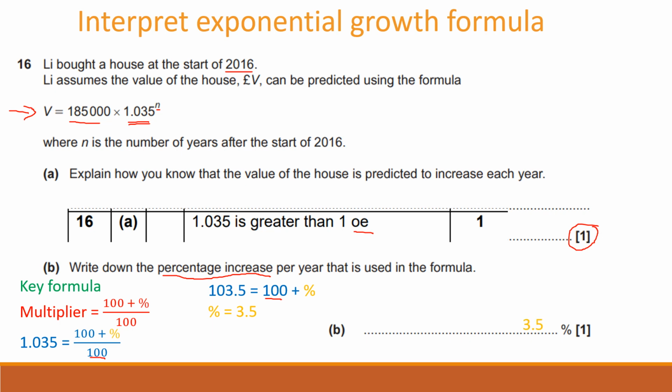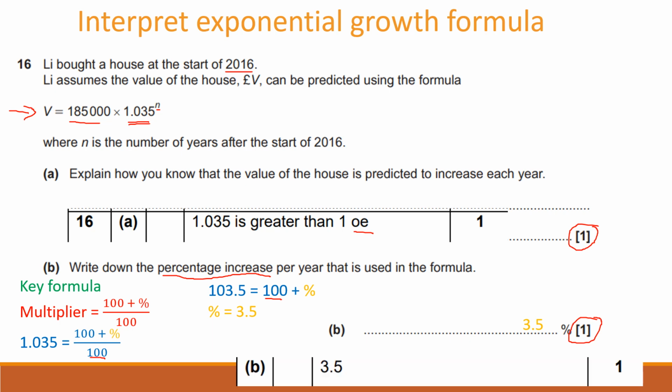You need to write that in your answer box. And again, this was worth 1 mark. So you can see at the end of the question here in the square bracket, that tells us how many marks the question is, and the mark scheme is just 1 mark for writing a 3.5.